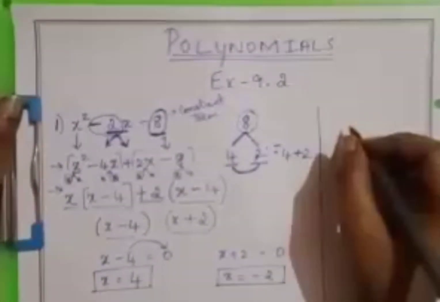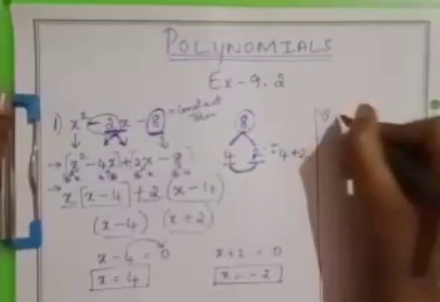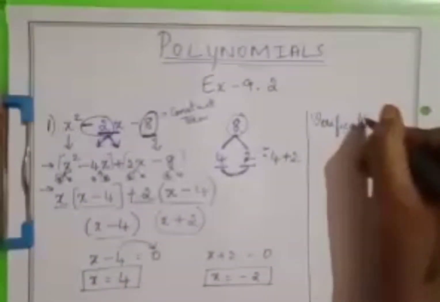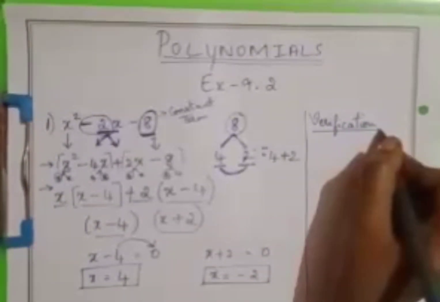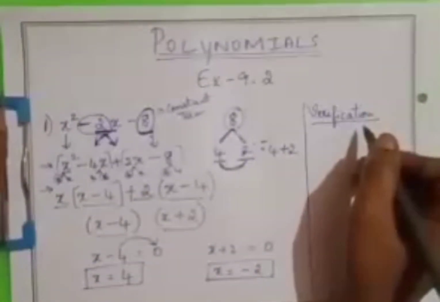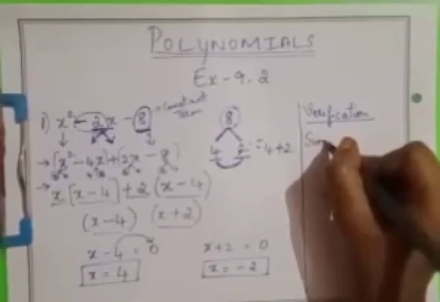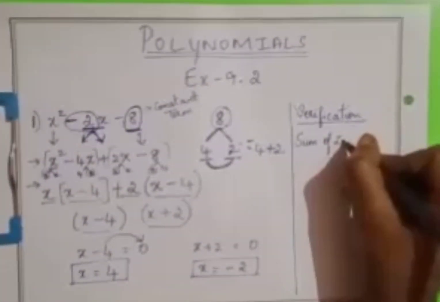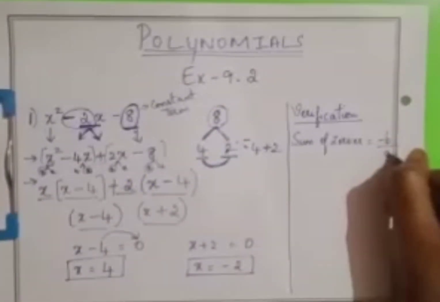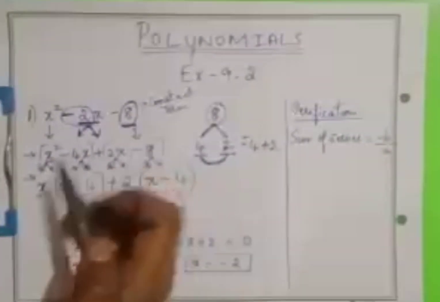Now the remaining part of our question is the verification part. Here we should verify whether the answer we have got is correct or wrong. In order to carry out the verification, we have a formula which says that the sum of zeros should be equal to minus b by a. We get the b value and a value from the question.